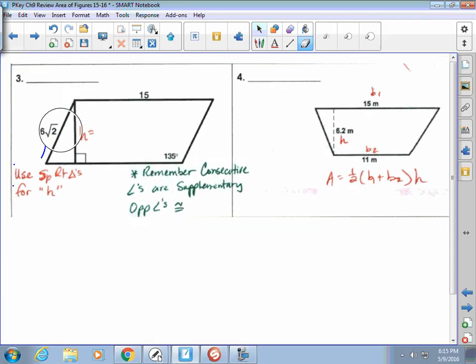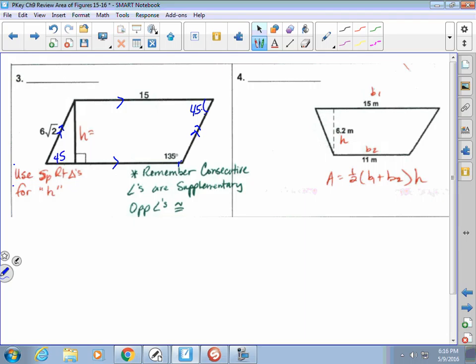On 3, what we need you to understand is you're going to use properties of parallelogram. Opposite sides are parallel. So that means consecutive angles are supplementary. So if this is 135, this has to be 45 so that their sum is 180. Also, opposite angles are congruent. So if this is 45, over here is 45.